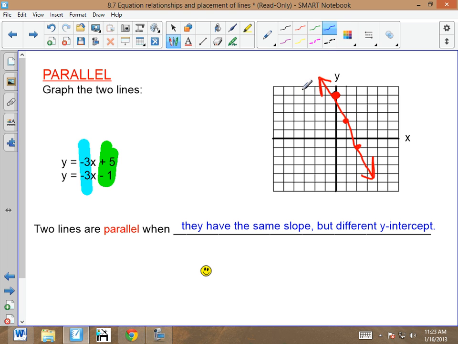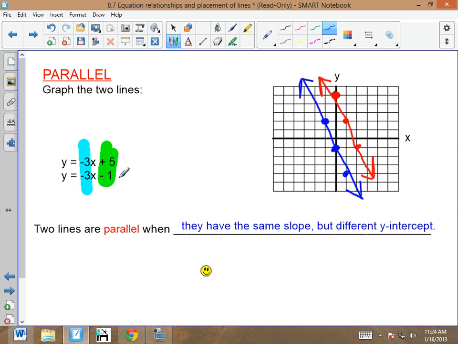Now, can you think of anything that exists in our world that's parallel? Can anybody think of anything that exists in our world that is parallel? Trains aren't parallel, but train tracks are parallel. Parallel looks like train tracks. However, writing train tracks isn't going to do you any good unless you graph it. You have to remember: same slope, different y-intercept, parallel.